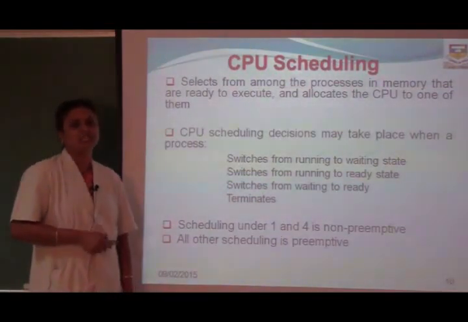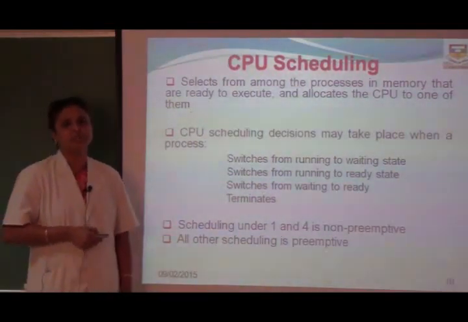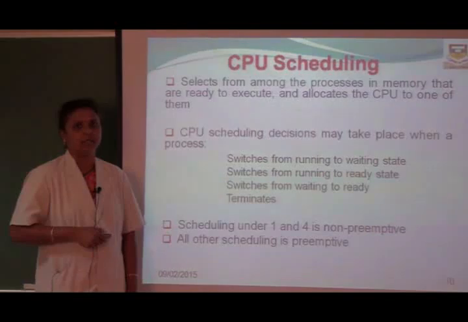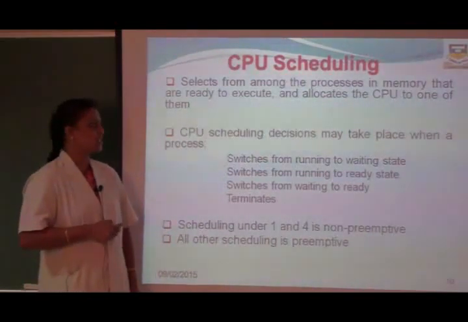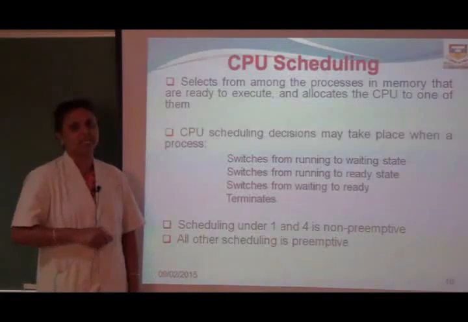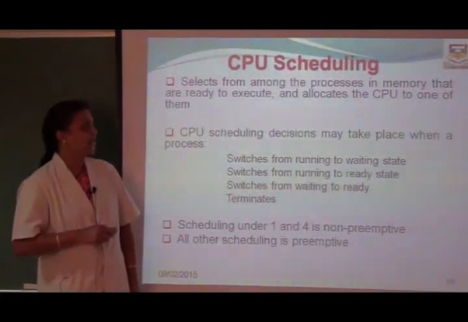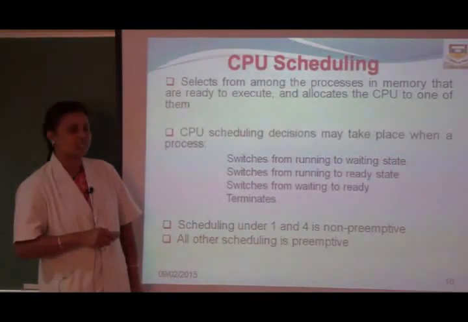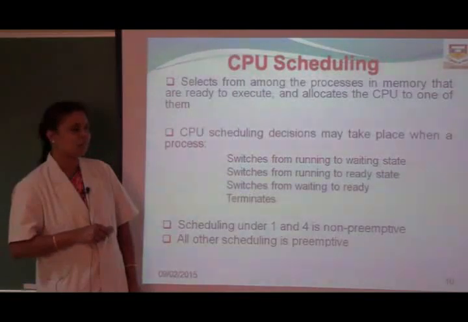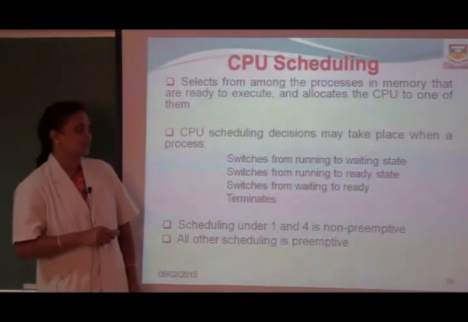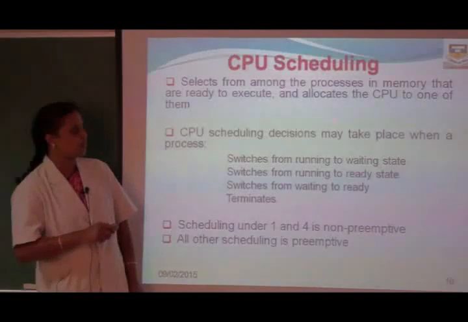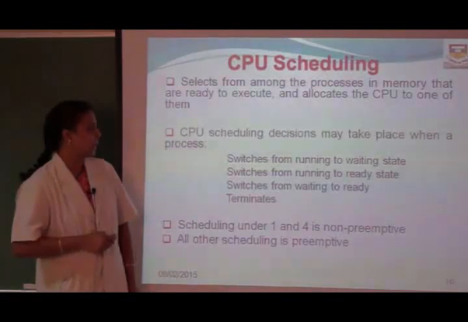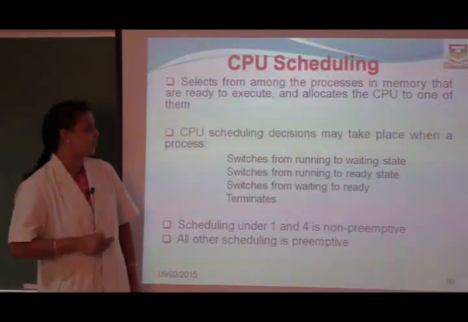At what situations should a CPU scheduling decision be made? In 4 scenarios a CPU scheduling decision should be taken. First, suppose a process is switching from running state to waiting state. That is, the process is executed by the CPU at present, and now it wants to perform some IO operation. At that time, it cannot retain the CPU, so it will release it, and the CPU can be allocated to some other process. At that time, CPU scheduling should be done, that is, to which process the CPU should be allocated next.